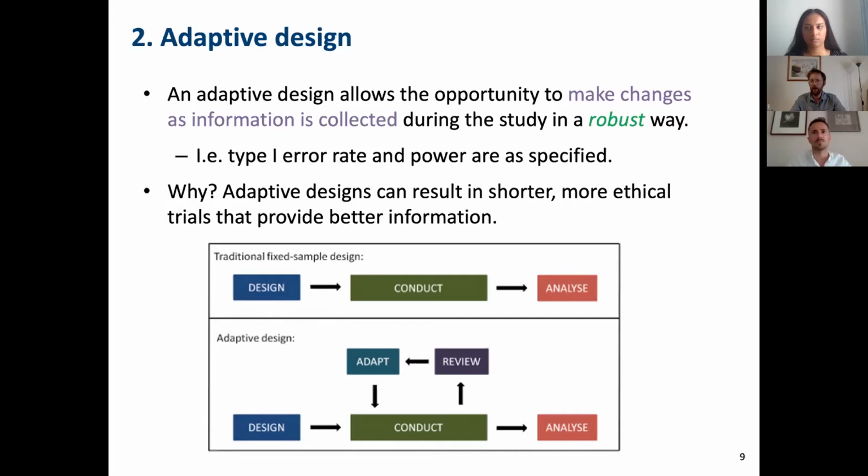and the power are set to some level, as opposed to just making unplanned changes in a traditional two-arm study, for example. So it might look like this: rather than designing, doing, and then analysing, we have a step in the middle where we look at the data that's being gathered and potentially make changes, but doing so in a way that controls the statistical characteristics. And the main advantage of adaptive designs is that they can result in trials that are shorter, more efficient, and better for participants enrolled on the trial.